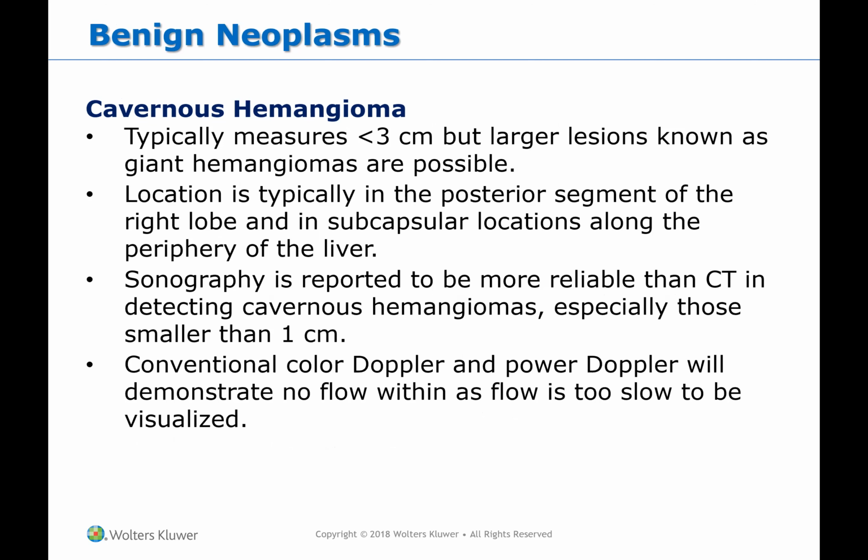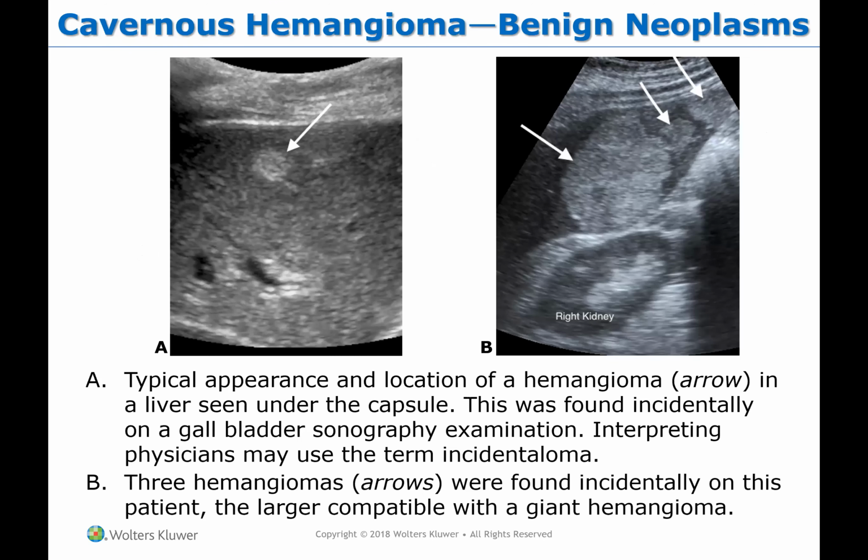They typically measure less than 3 centimeters, but larger lesions known as giant hemangiomas are possible. Location is usually in the posterior segment of the right lobe or in subcapsular locations along the periphery of the liver. Sonography is reported to be more reliable than CT in detecting cavernous hemangiomas, especially those smaller than 1 centimeter. There's not going to be any flow in these, so no vascular flow.